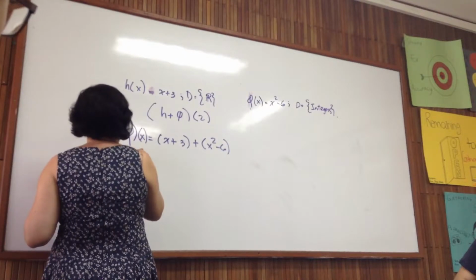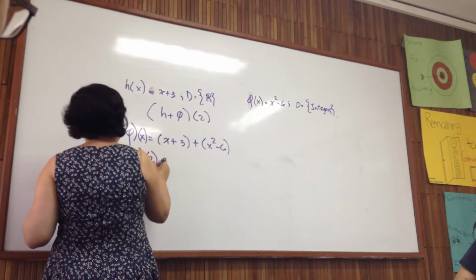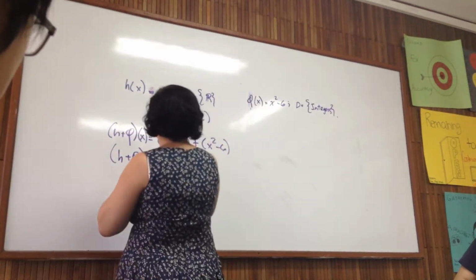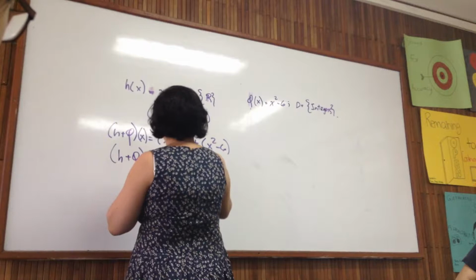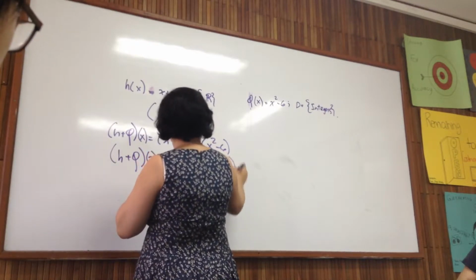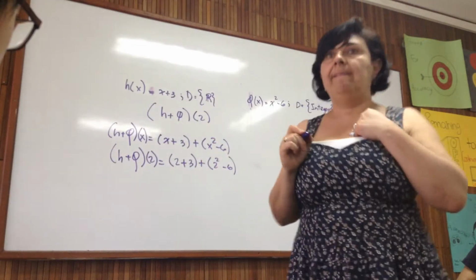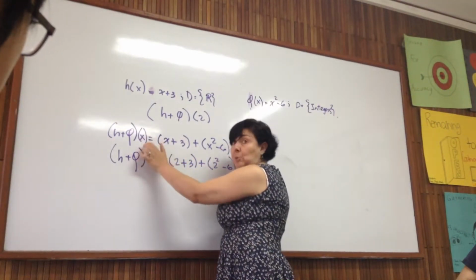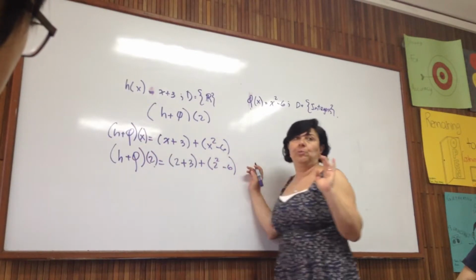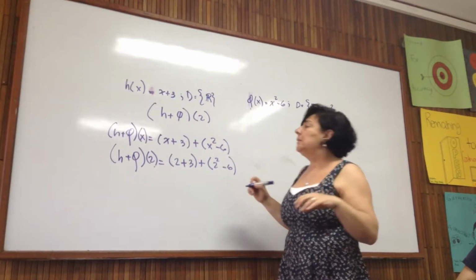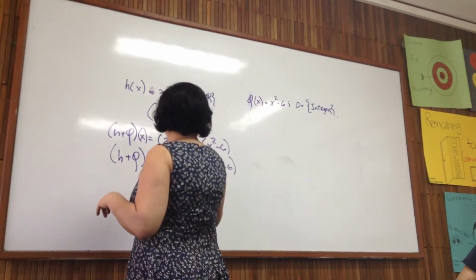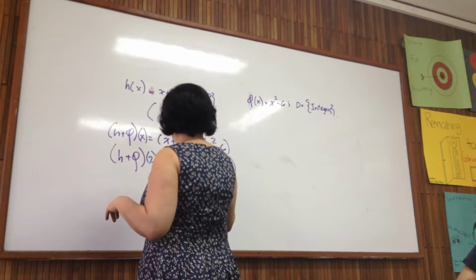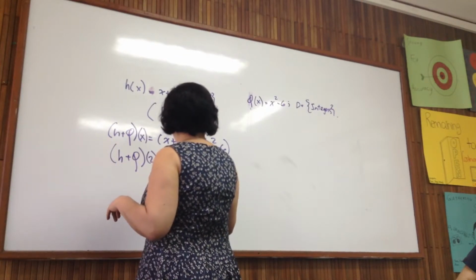And what do you do when it says of 2? Instead of x, you put what you want, which is 2. So we've got 2 plus 3 plus 2 squared minus 6. I have to do this one first, and once I have this one I substitute it for the 2. You can do it in one blow, but it's confusing. So this would equal 5 plus 4 minus 6, 5 minus 2, 3.